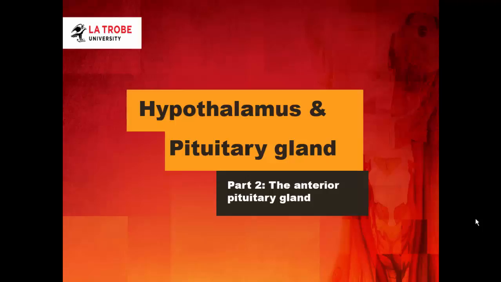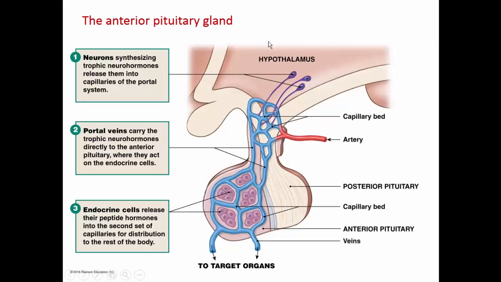This video is on the anterior pituitary gland. If we take a look at this diagram here, you can see the hypothalamus and the anterior pituitary gland. You can see these structures here are neurons that are located within the hypothalamus, and then we have a blood network shown here. These neurons secrete their hormones into a capillary bed, which feeds into portal veins, which then connects with a second capillary network, which supplies the endocrine cells of the anterior pituitary gland.